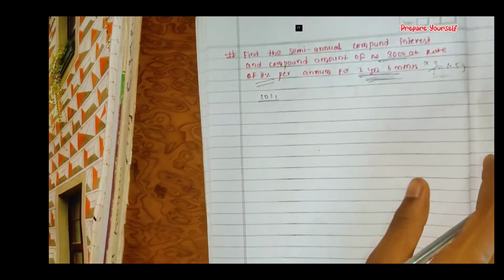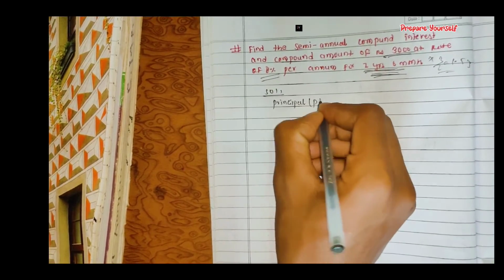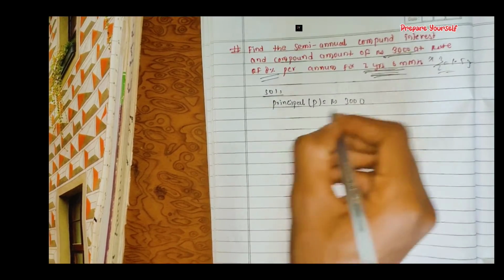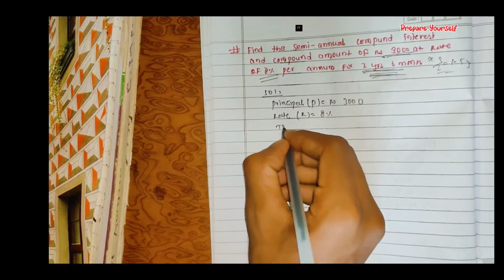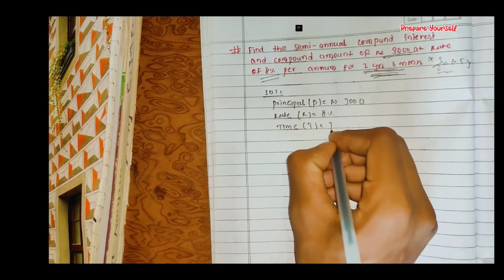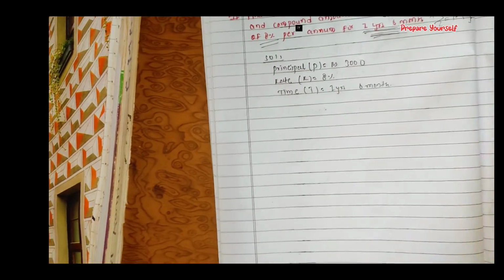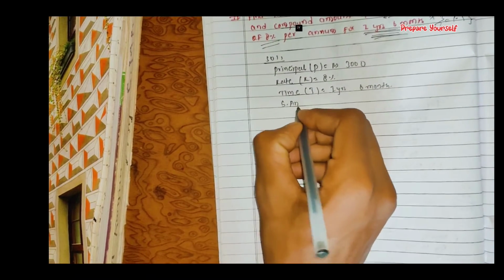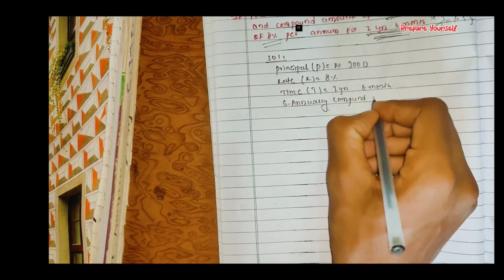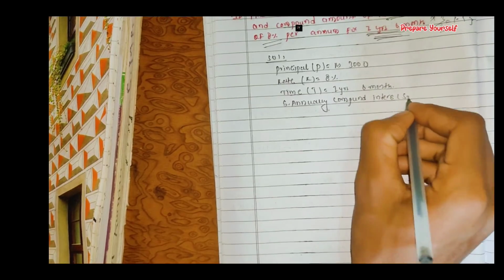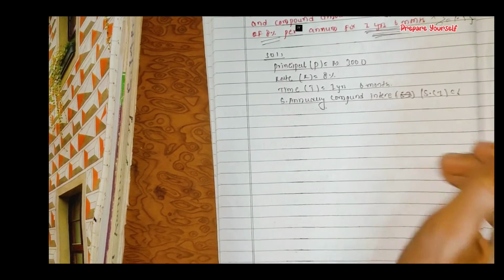The solution: principal P equals Rs 3000, the rate of interest is 8%, and the time T equals 1 year 6 months. We have to find the semi-annually compound interest. Don't write SI, write SCI. Okay, simply we can write it.